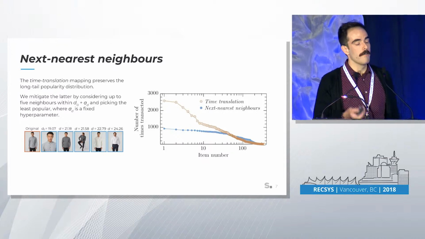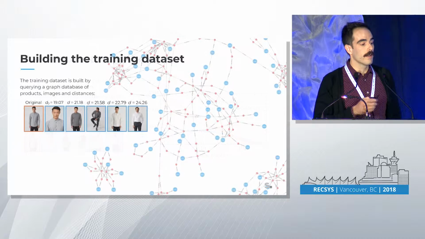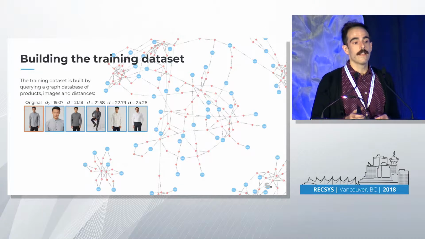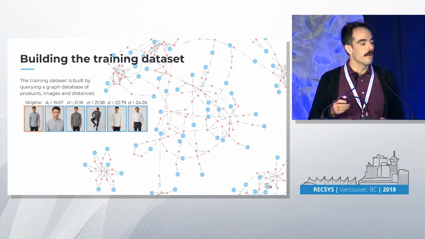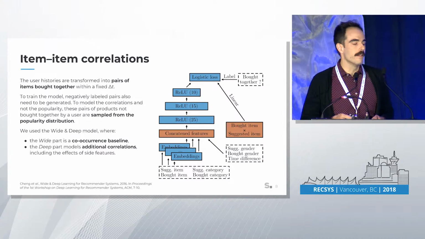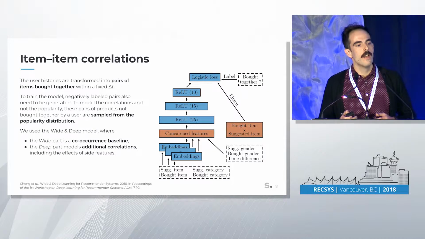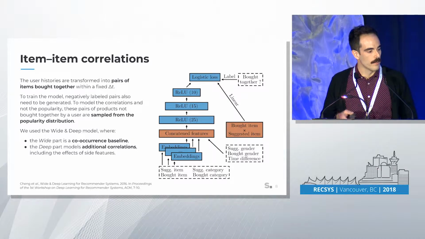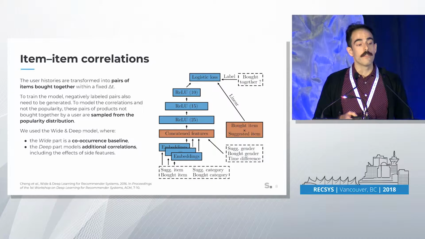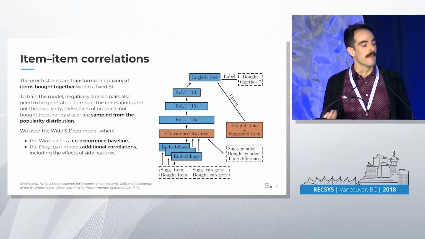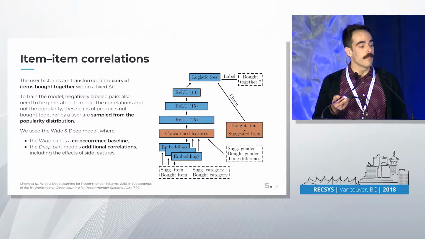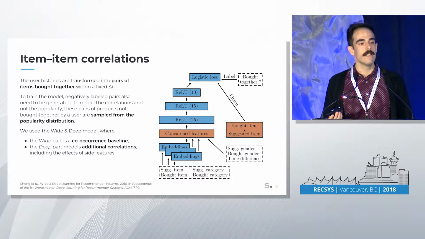So having all the products, the images, the distance, we can now build our complete training data set. For that, we went through the user history and extracted all the pairs of items that were bought together within a fixed delta t. We decided to use an item-item framework because, as I said, the level of interaction of the user was quite low with the store. So it made more sense to try to find the complementary products. Additionally, to train the model, we obviously need to generate a large number of negatively labeled pairs. Otherwise, we would only model the popularity and not truly the correlation in the system. That's why we had to sample these among the popularity distribution and not just the uniform distribution.